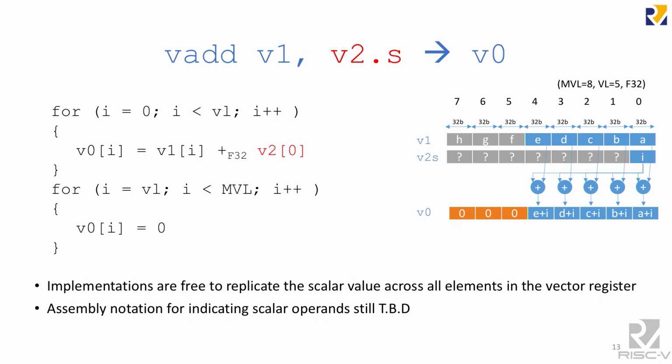You always get the same one, right? So let's see an example. Very simple. This could be a possible syntax. We have to talk to the assembly guys about what they want. But v add v1, v2 is a scalar. And what happens? How did the picture change?